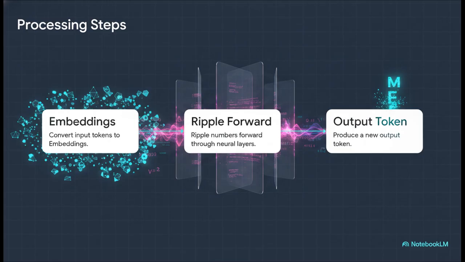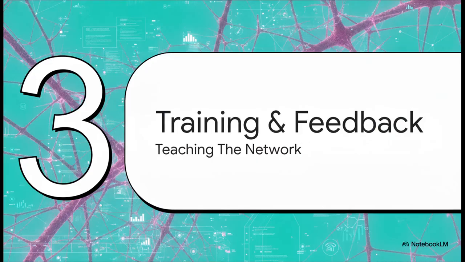The data simply feeds cleanly and directly forward through the network, running this exact same sequence over and over for every single new word it generates. Part 3. Training and human feedback.